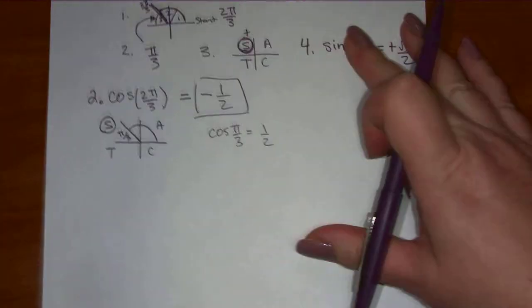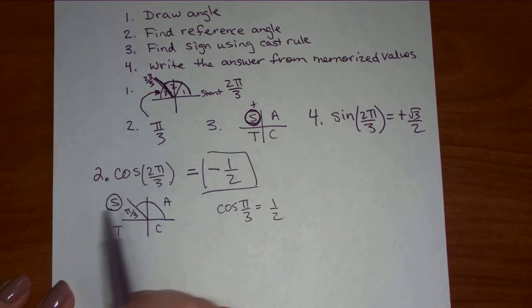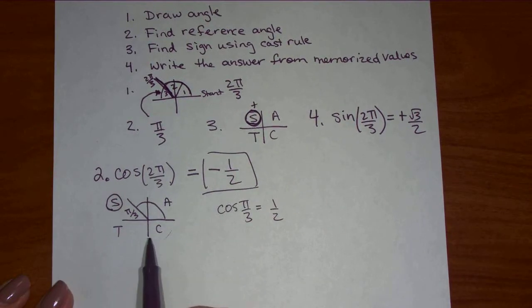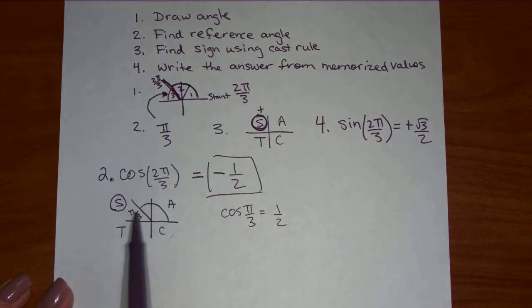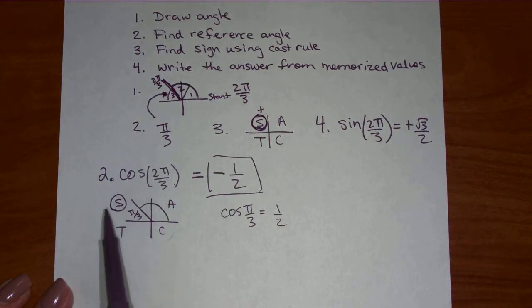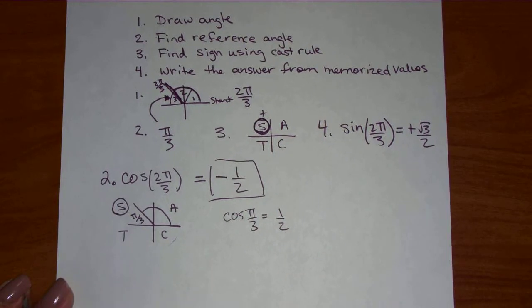So I did it all smaller here. I didn't write out the steps. We drew the angle, which we already had drawn, so I didn't really draw it again. I put the CAST rule right on the picture, and I also wrote the reference angle right in the picture. So you can do it all in one little step. So that's you showing your work, and your answer is here.